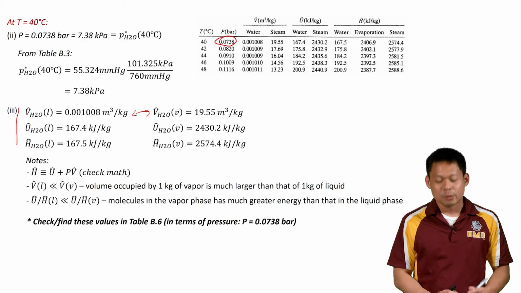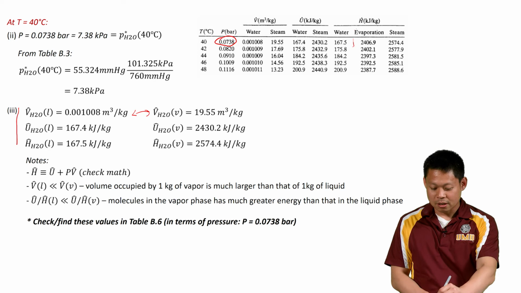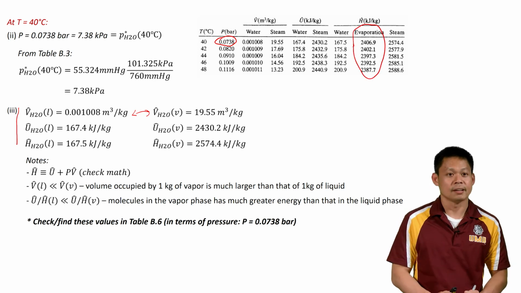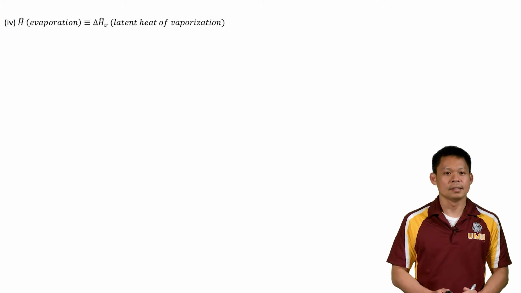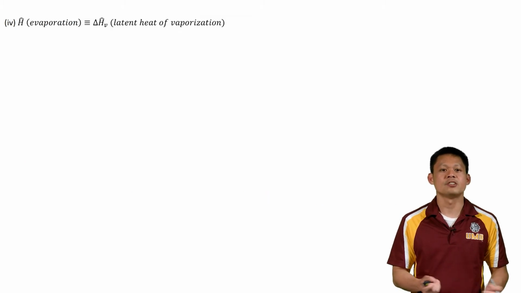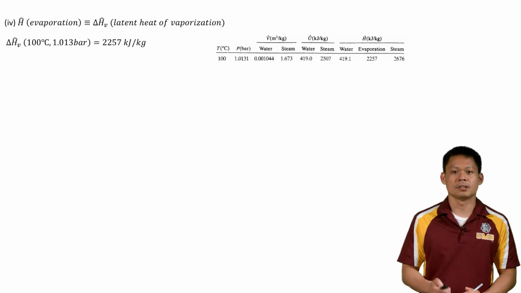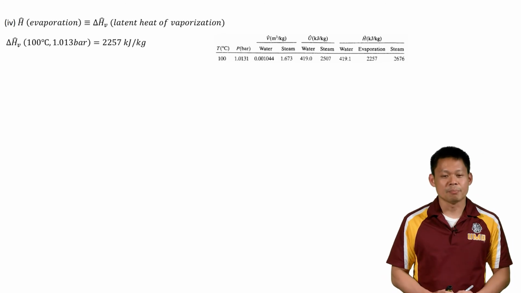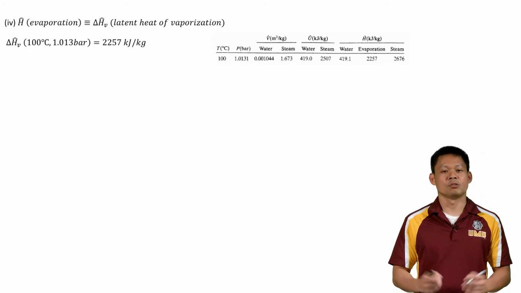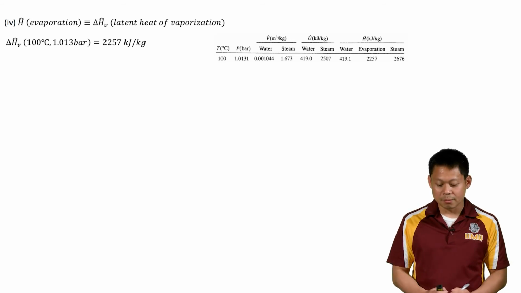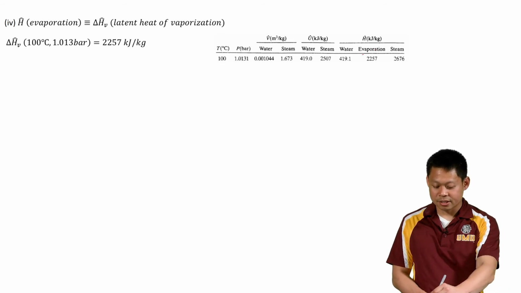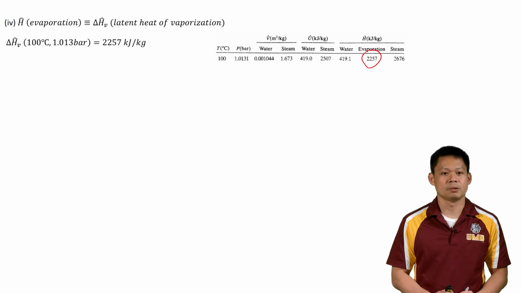So we have one more column we haven't looked at, which is this middle column that says evaporation, under the H hat between the water and the steam. This H hat evaporation is essentially the latent heat of vaporization. So now I'm going to take a different temperature at 100 degrees C, because that is our normal boiling point of water at 1 atmosphere. And you can see from this table, the latent heat of vaporization is 2257 kilojoules per kilogram.